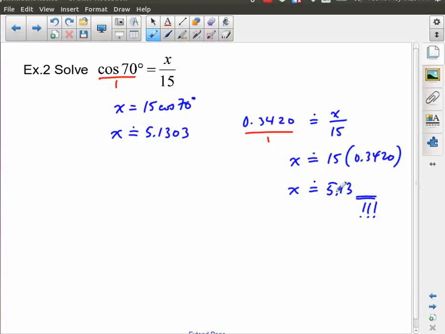You can see the answers are quite close to each other, but I really prefer if you do it this way. Do your cross multiplication first. Don't change your trigonometric ratio to a number until the very end.